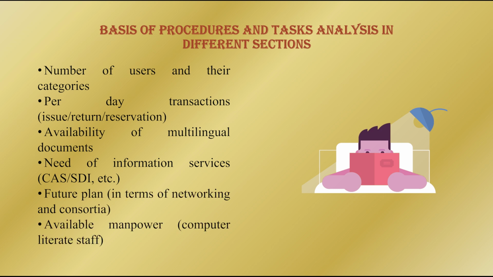Then we have to consider available manpower, because we must always have a future plan: what are the upcoming needs for information services. We have to know what kind of services are required and what services are going to be given in the future plan, in terms of networking and consortia, because we have to see whether we are going to join a consortia, ONOS or anything. Then available manpower, computer literate staff, is a very, very important part of this.